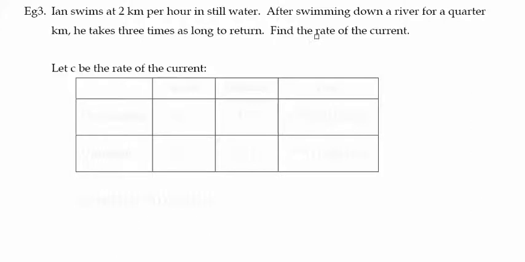If this is what they want us to find, I'm going to let x be what they want us to find. Or sometimes you may want to use a letter that has some meaning to what you are trying to find. So in this case, I can let C be the rate of the current, and you will either swim upstream or downstream.